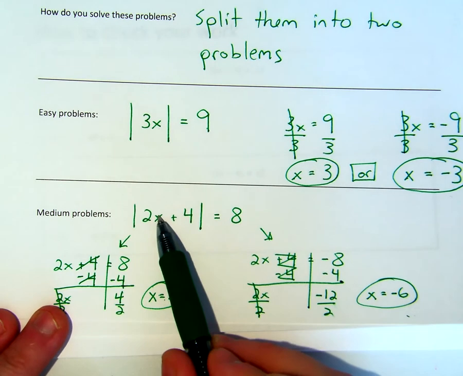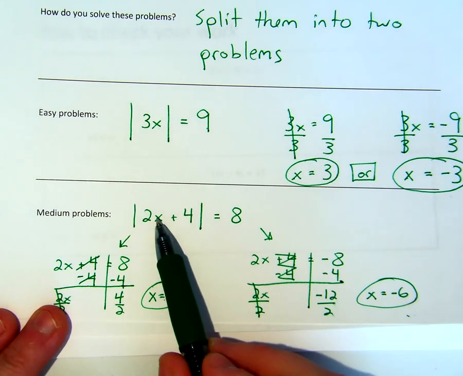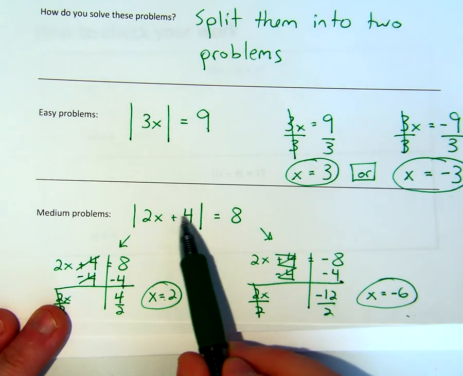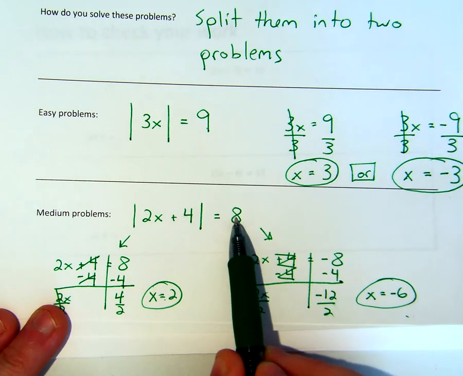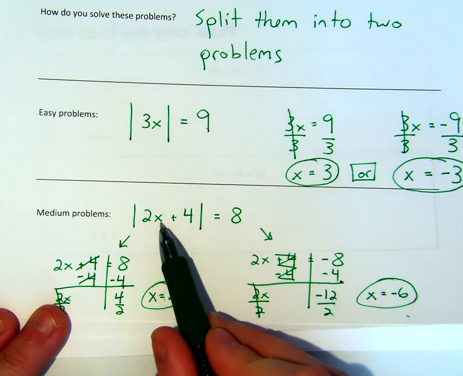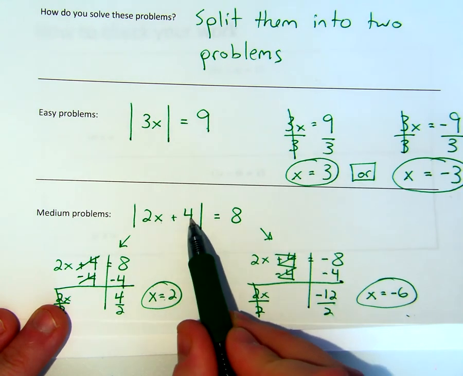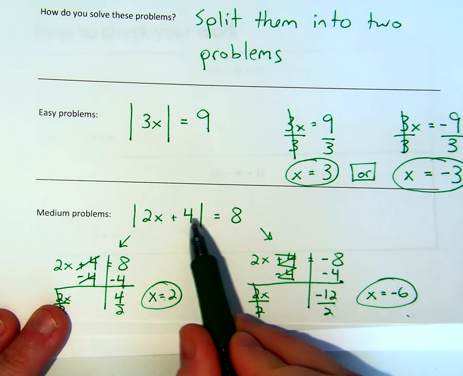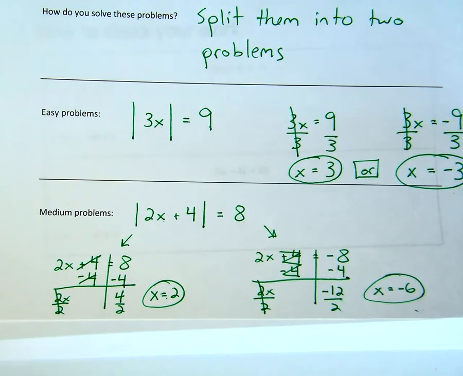If we plugged 2 in for x, we would be doing 2 times 2, which is 4, plus 4, which is 8, and the absolute value of 8 is 8. If we change x to negative 6, we would be doing 2 times negative 6, which is negative 12. When we add 4 to negative 12, we get negative 8, and the absolute value of negative 8 is 8.